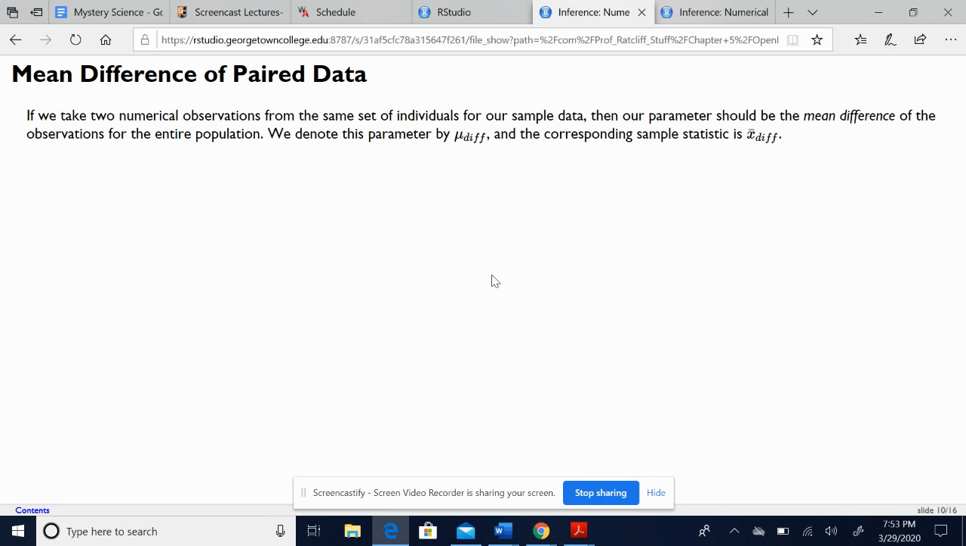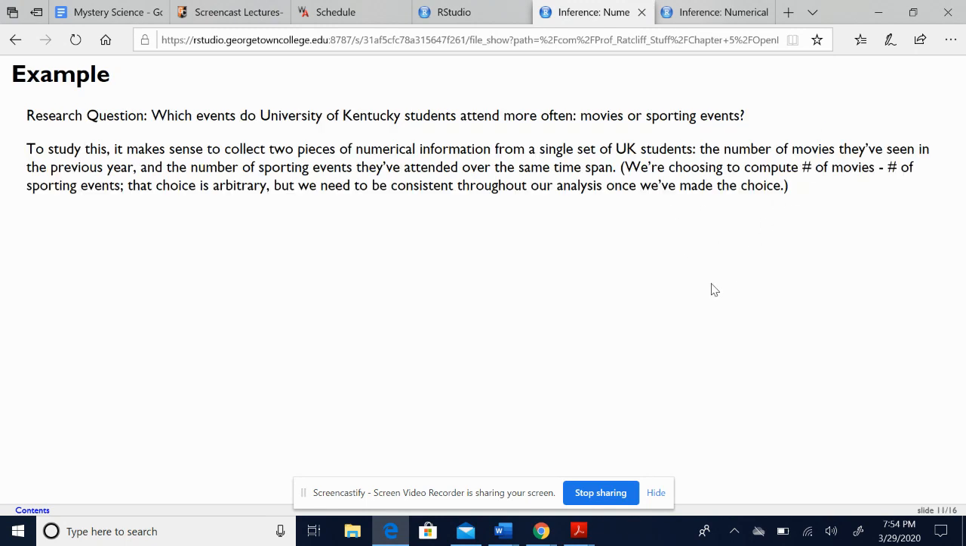Okay. Then our parameter, what we're interested in is the mean difference of these observations for the entire population. We call this mu diff. That's our parameter. The statistic would be X bar diff. So how do I know when I'm working with a situation where my parameter, instead of being mu, is mu diff? Let's look at this example.